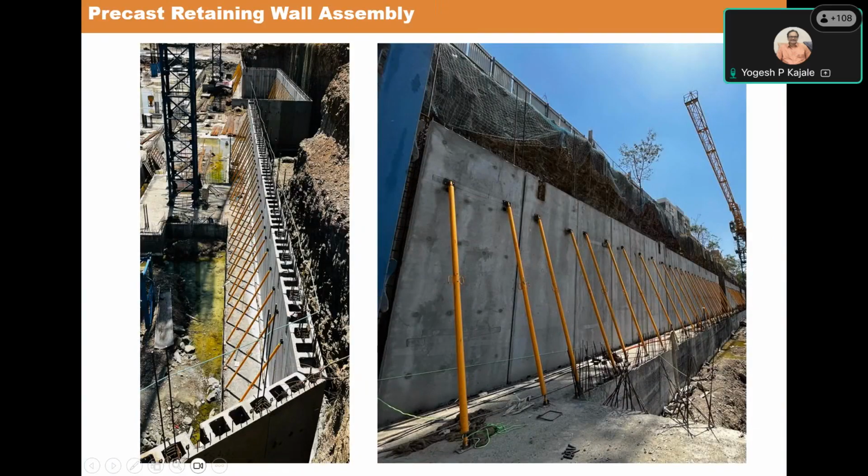So here is the wall to wall joint. That vertical joint gets concreted with the in situ concrete, and then a normal waterproofing treatment is applied onto the external surface of the joint. We have even constructed water tanks using the same system.